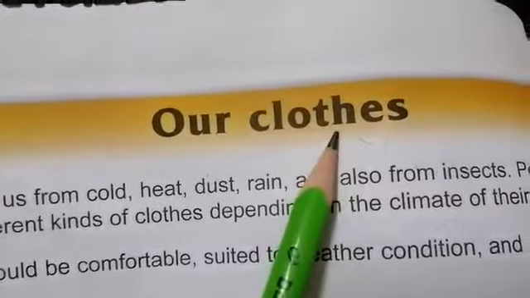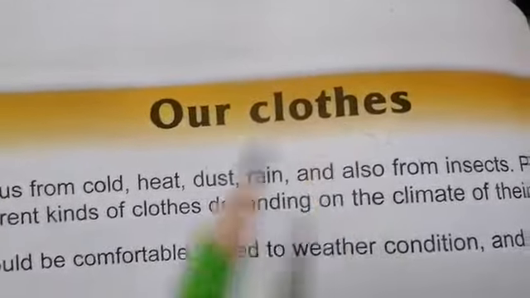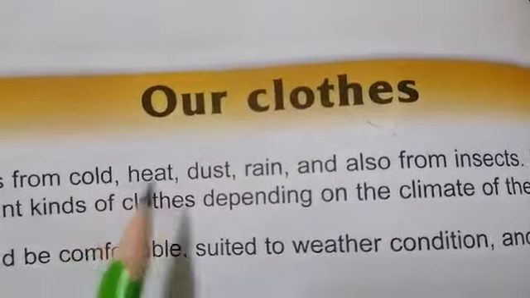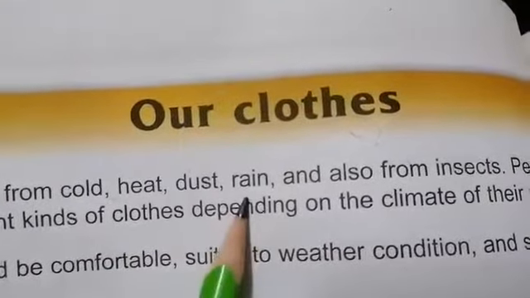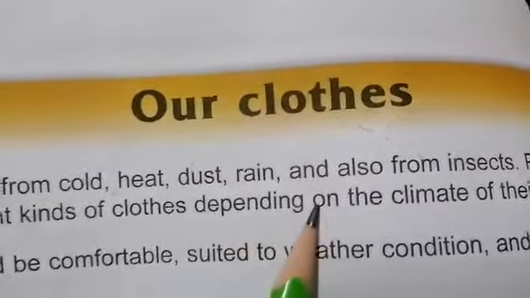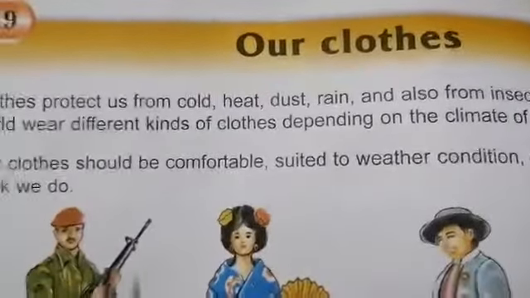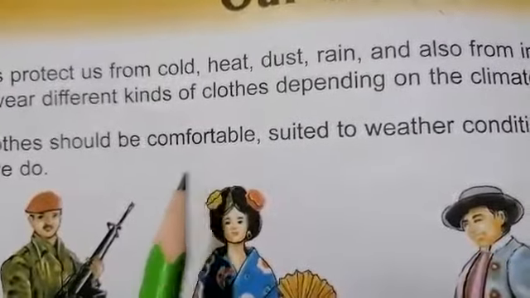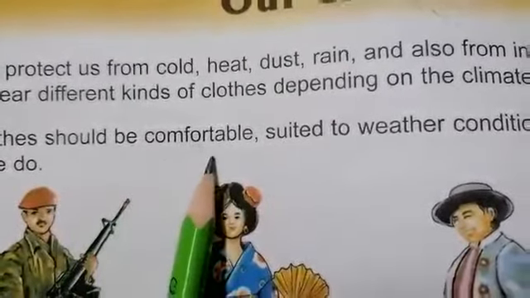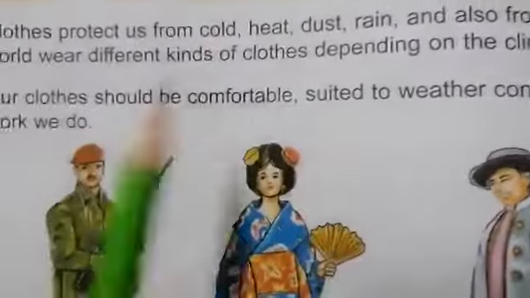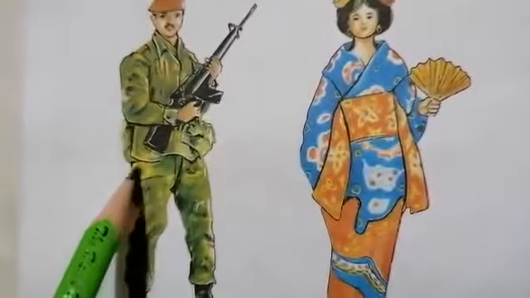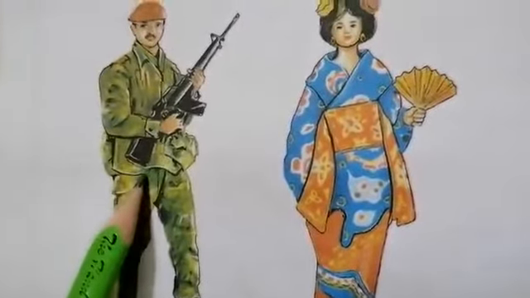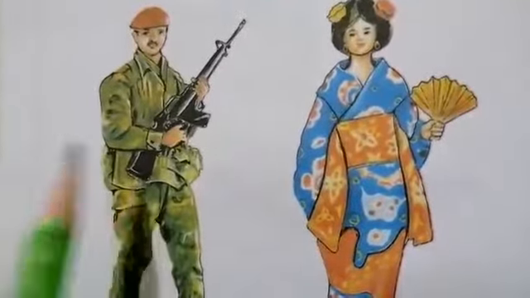So, these clothes have some special qualities: they protect us from cold, heat, dust, rain, and also from insects. Okay? But the clothes we wear should have some special qualities or characteristics: they should be comfortable, suited to the weather conditions, and suited to the work we do. Look at this army officer. He is wearing clothes suited to the type of work he does.